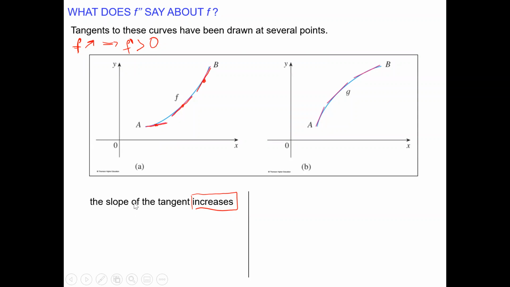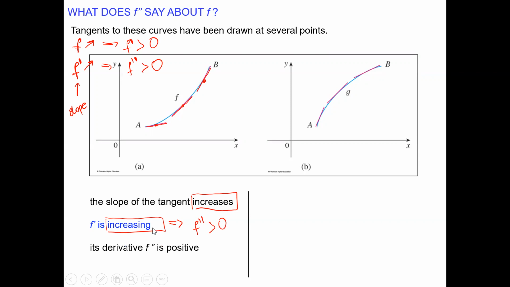Now, just not to be confused, the slope of the tangent is defined like this: that's the slope, f prime. We know that this is the derivative of the function, the slope of the tangent. If f prime is increasing, then its derivative is positive. And then we reach the statement which includes the second derivative. So this is the conclusion: f prime is increasing, and since f prime is increasing, its derivative is positive.